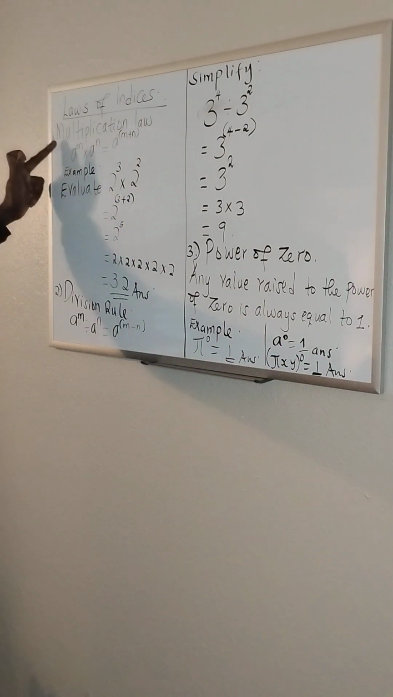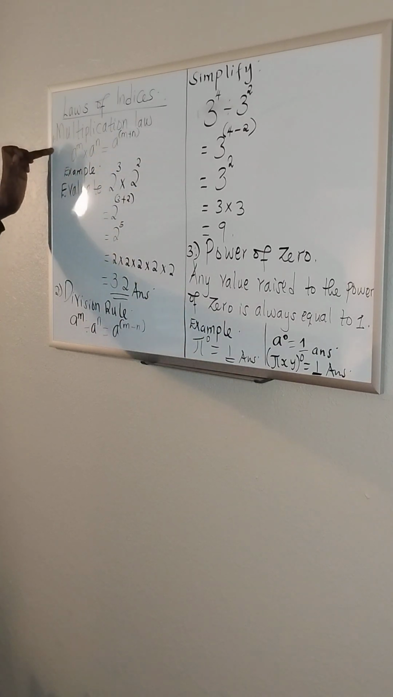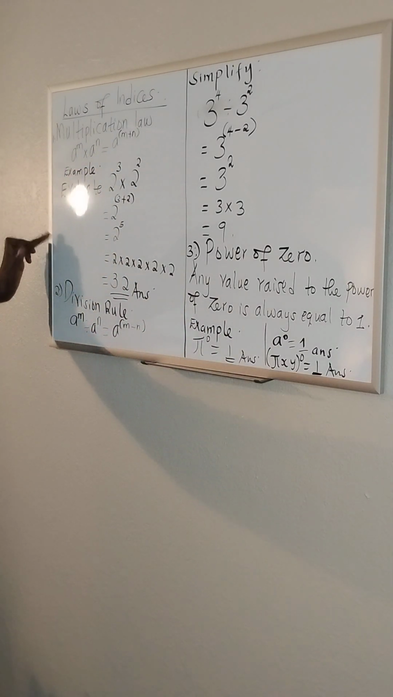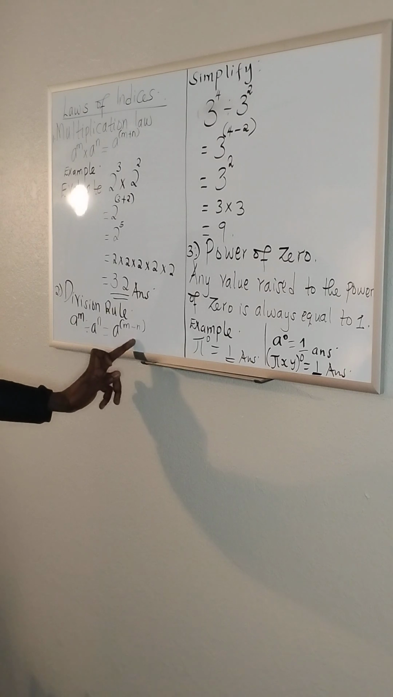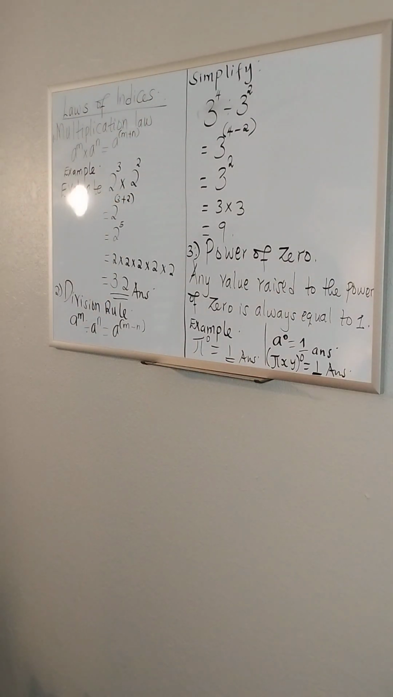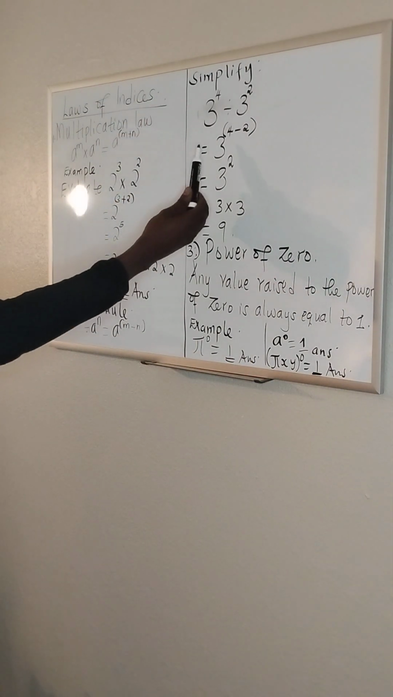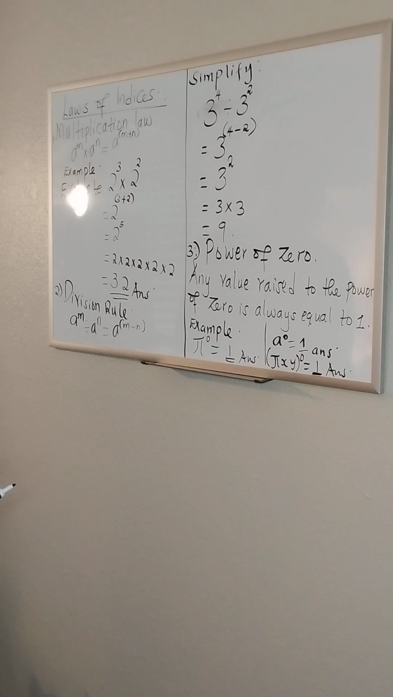From there we have the multiplication rule. You add the powers and you follow through the examples as I've shown you. Division rule, you subtract the powers. An example is there: 3 raised to the power of 4 divided by 3 raised to the power of 2. You subtract the powers, then you evaluate. Power of 0, any value raised to the power of 0, the answer will always be 1. Any value.